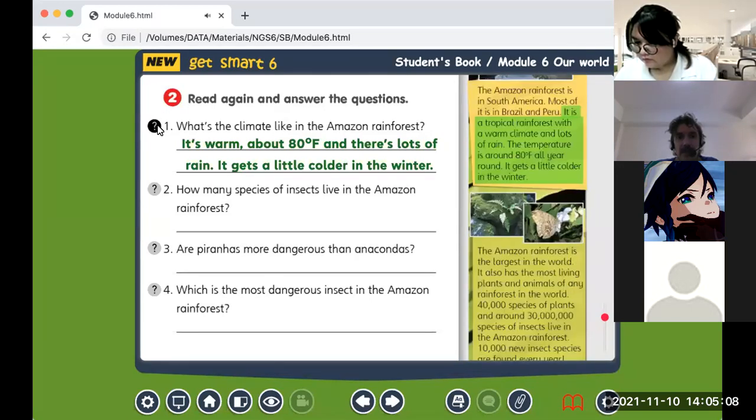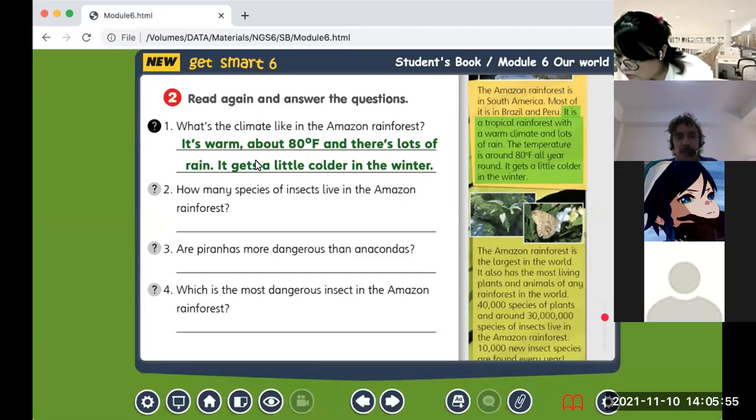It is a tropical rainforest, so it's warm, about 80 degrees Fahrenheit, and there's a lot of rain. It gets a little colder in the winter. So it's a tropical climate. Can I write warm climate and a lot of rain? It's warm and what? And a lot of rain. Yes, that's correct. There is a lot of rain.